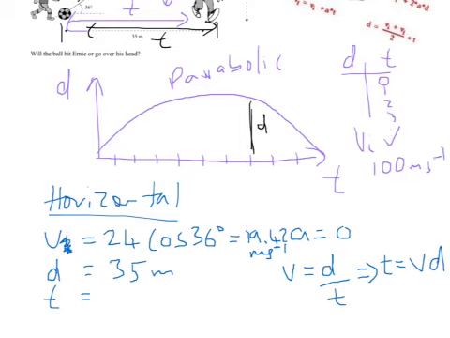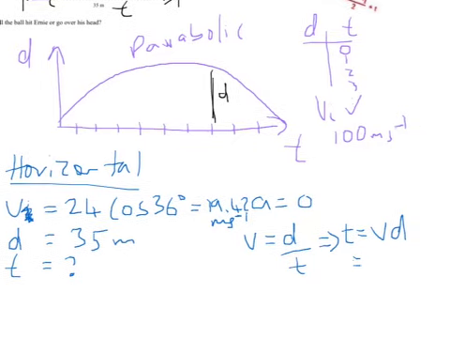Anyway, now we're trying to find the time, so plug those numbers back in over here, and we have v times t. I'm just going to shuffle that around a little bit, give us some space. The velocity is 19.42, and it's times by 35 meters. That'll give us the time.